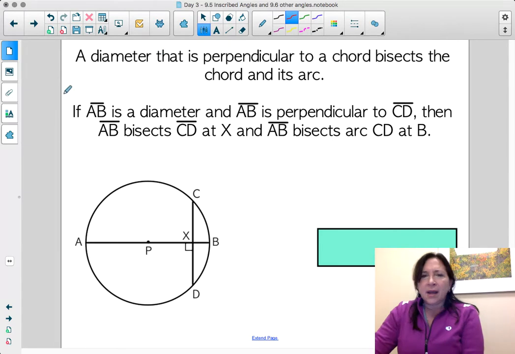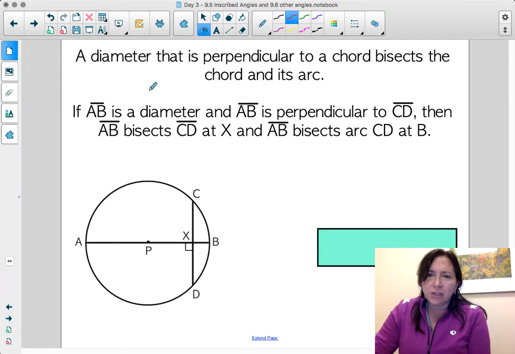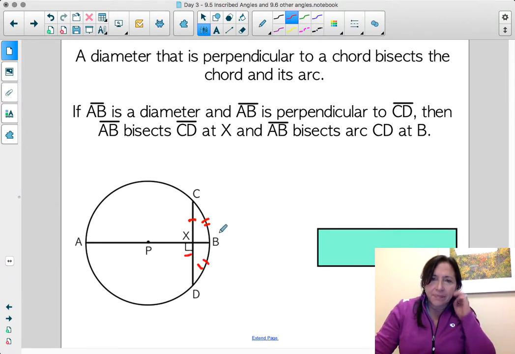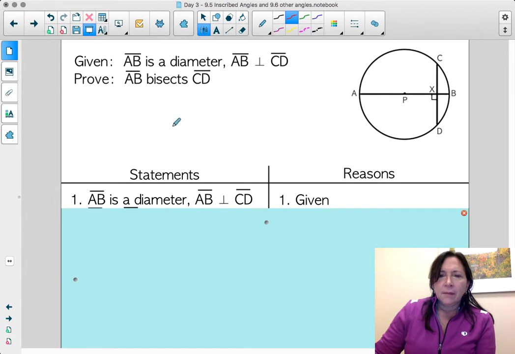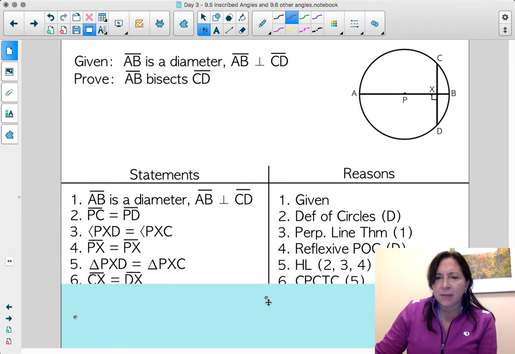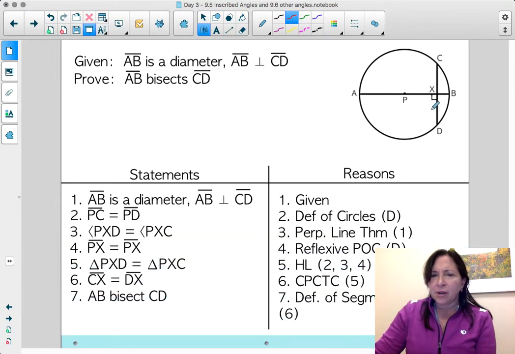So a diameter that is perpendicular to a chord bisects the chord, and it also bisects the arc. Okay. There is a proof on this. If you wanted to prove this, we talk about the diameter and chord being perpendicular.